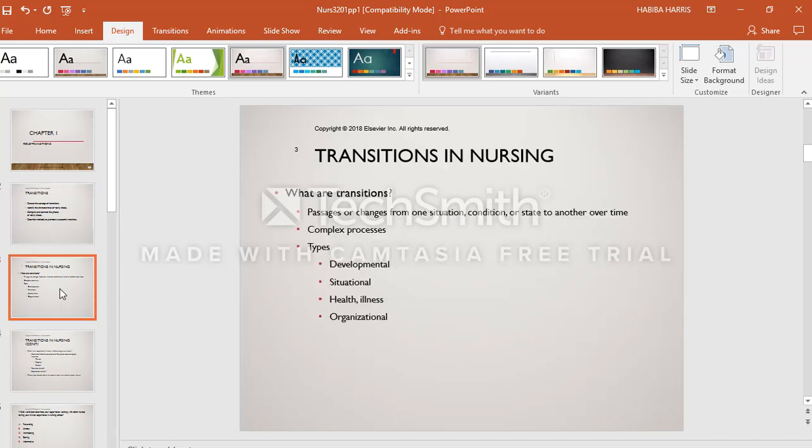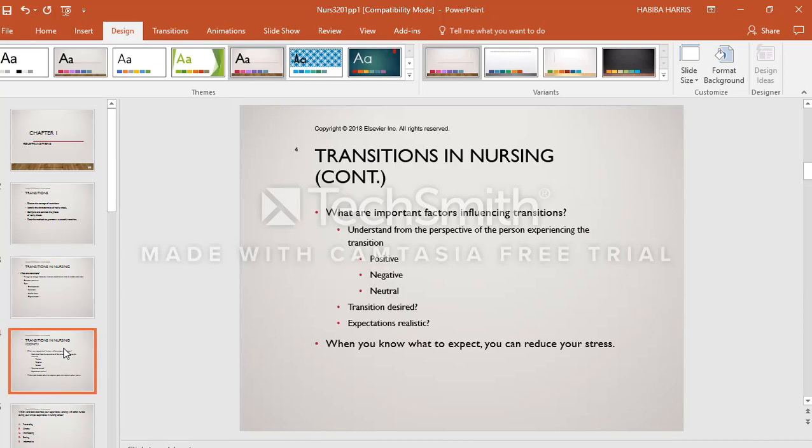So what are transitions? Transitions are passages or changes from one situation or condition or state to another that occur over time. They can be classified in certain major types: developmental, parent, midlife crisis, situational, such as graduating from school, career changes, health and illness, dealing with chronic illness, as well as organizational changes in terms of leadership or new staffing patterns. Those are all types of transitions and changes, and we've all heard of every single one of those topics, so they are very relevant to our living.